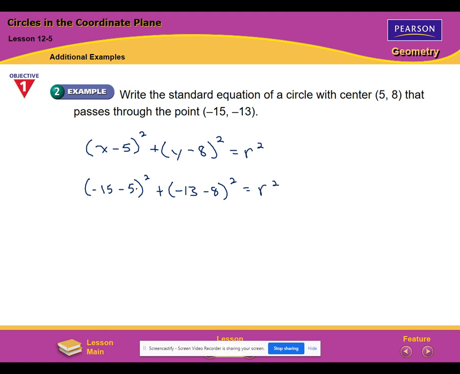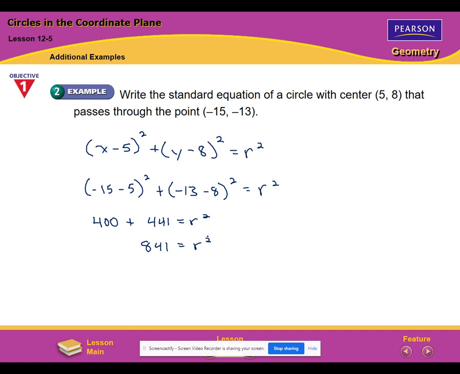So here you have negative 20 squared. That would be 400. That's positive 400 because it's the negative times negative. Plus 13 minus 8, which is negative 21 squared. I think I know what that is, but I'm double checking on my calculator. I don't want to mess it up. I was right, 441. And then the sum of them is 841. So r squared would be 841. And if you take the square root of 841, you will get 29.